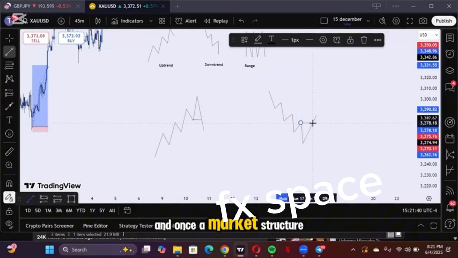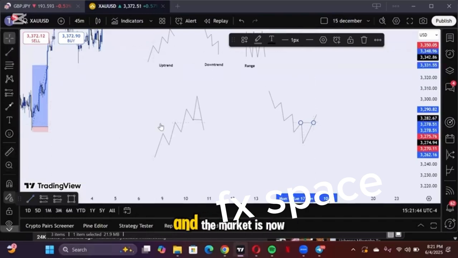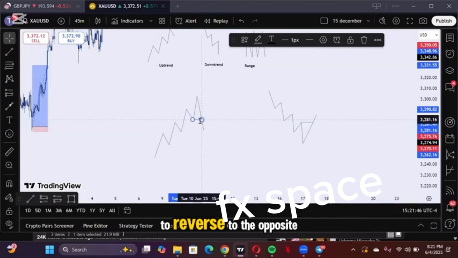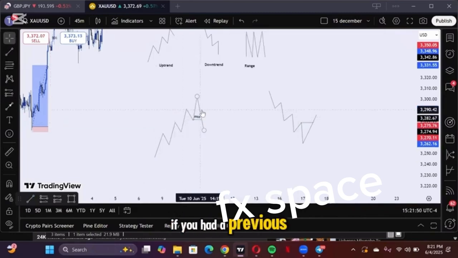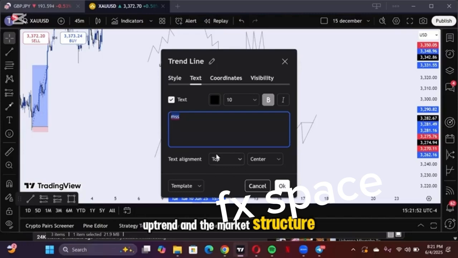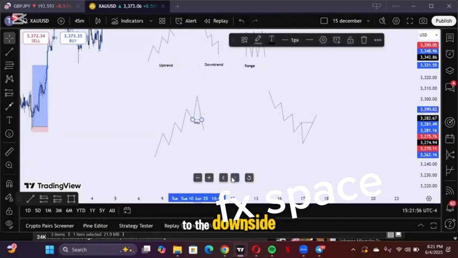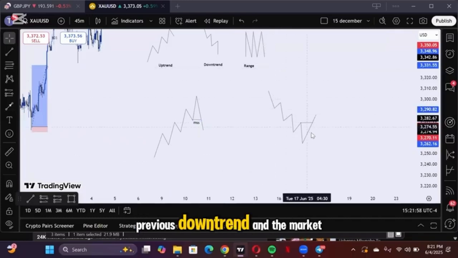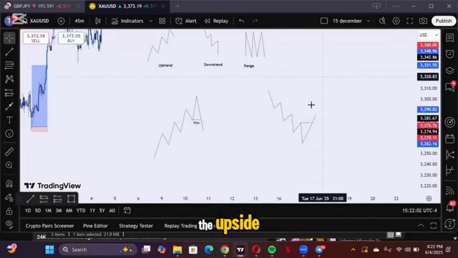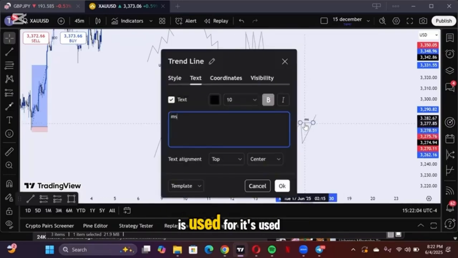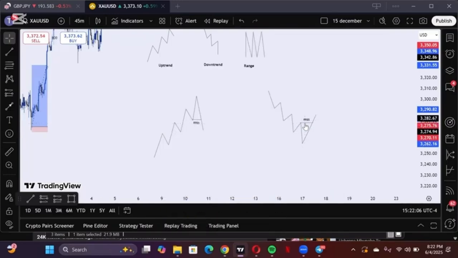And once a market structure shift occurs, it means that the current trend that market is on has ended, and the market is now planning to reverse to the opposite side. So if you had a previous uptrend and the market structure shift occurs, it means they are now preparing to take this trade to the downside. And if you had a previous downtrend and the market structure shift occurs, it means you're now looking to take this trade to the upside. So that is what market structure shift is used for. It's used for reversals. Are you guys following me?